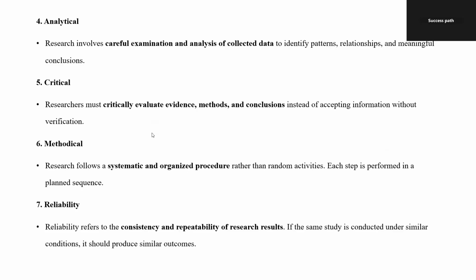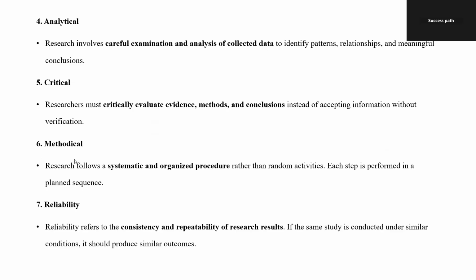Next one, critical. Researchers must critically evaluate evidence, methods, and conclusions instead of accepting information without verification. For example, we can take a published article that claims a new medicine cures diabetes. Before accepting the claim, other researchers examine the sample size, methodology, statistical analysis, and possible biases. So every claim should be questioned and verified using evidence.